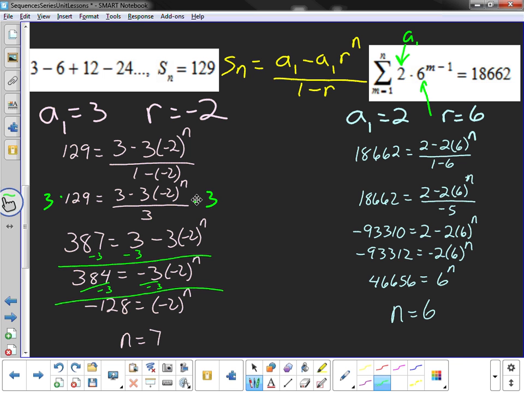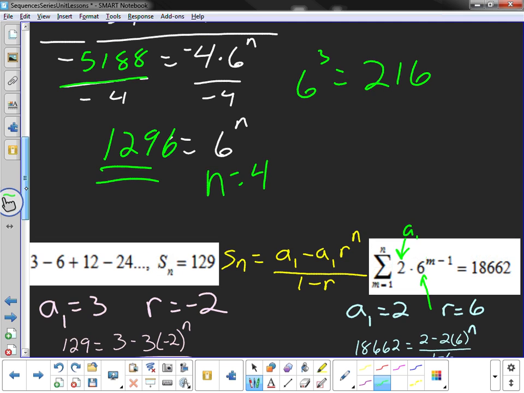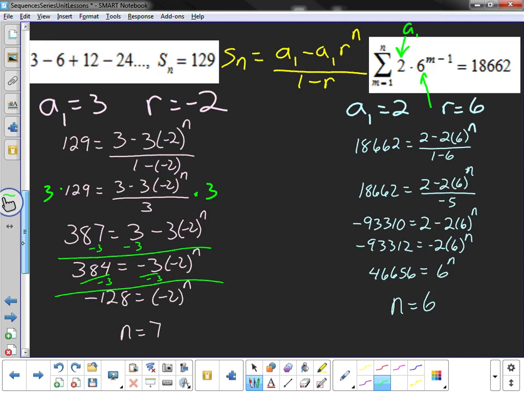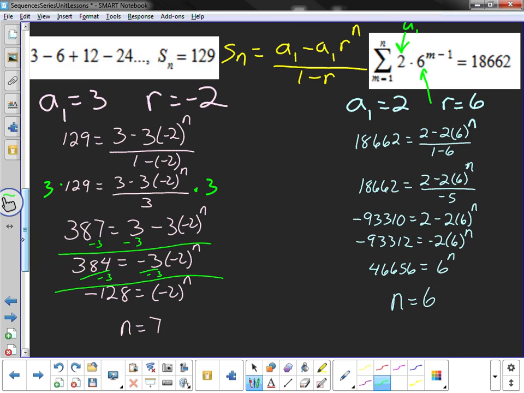And up above, we found out that 6 to the 4th power was 1296. So I tried a 6 to the 5th power. It didn't get me up to 46,656. So I tried another one, and it got me up there. So n had to be 6. So that's how you do those problems.